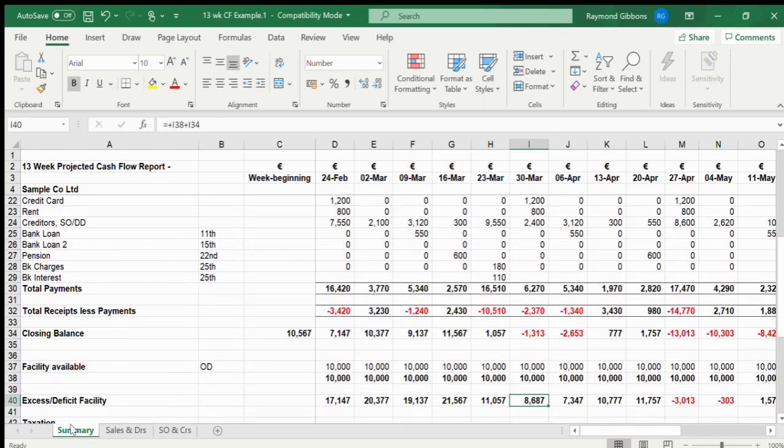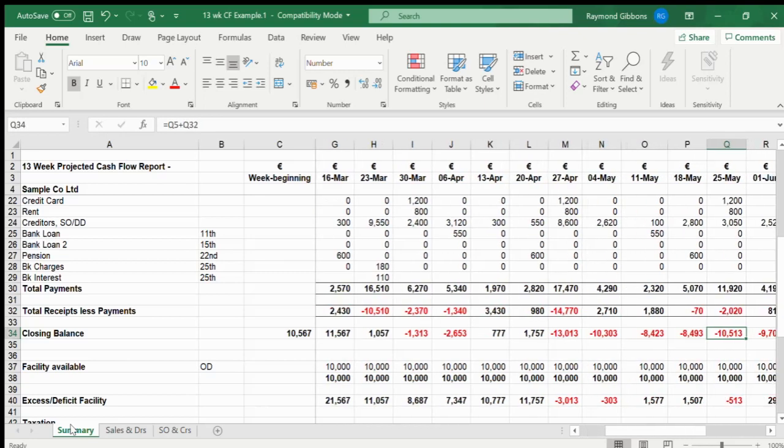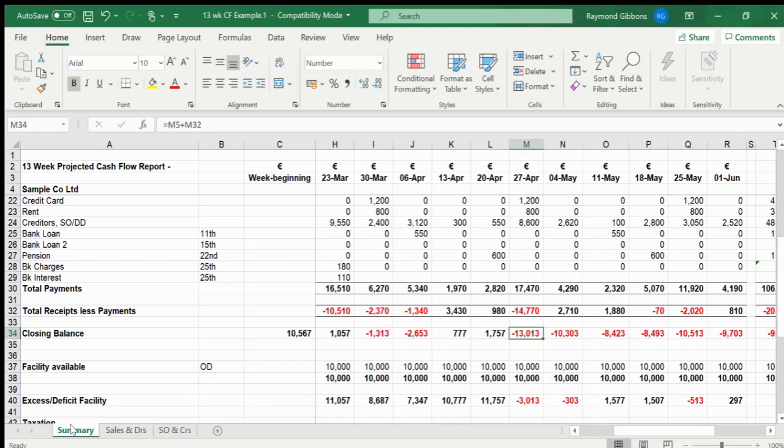Now that's all well and good, but if we go out a couple of weeks to the week beginning the 27th, what we can actually see here is that the overdraft position gets gradually worse and they go to €13,000, which is above their current overdraft facility. And this is where it becomes a little bit of a problem, because now we have to work this cash flow to ensure that this situation is managed. And this is where the cash flow comes into its own.